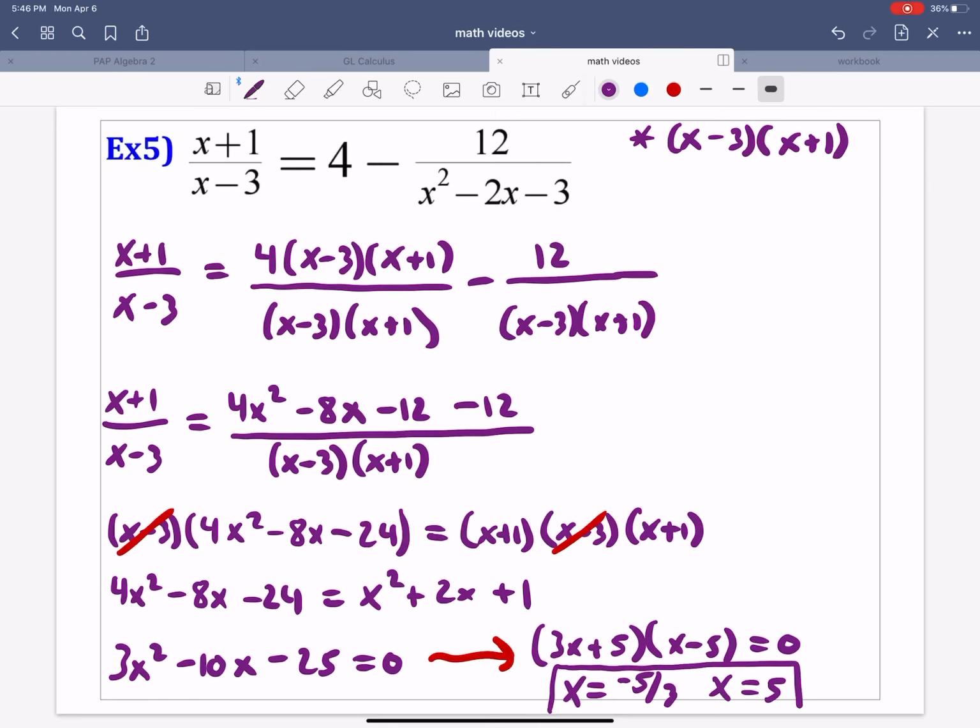Ladies and gentlemen, that is solving rational equations. Again, the 3 steps: get one fraction equals one fraction. Once you do that, you cross multiply and solve for x. And finally, plug your answers back into the original equation and check to make sure that nothing strange happens. And you are on your way.